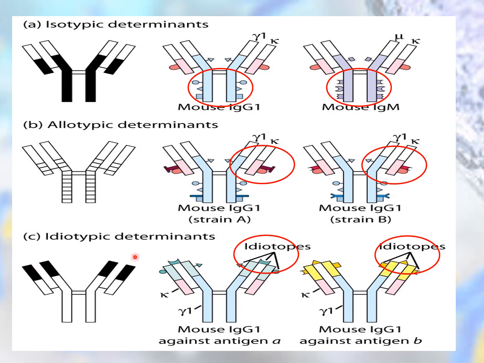The third type of determinant is the idiotypic determinants, which are due to variation within the hypervariable region, as you can see here at the topmost region, which contains the variable region of both heavy chain and light chains. As you can see here, a different paratope has been produced, and in this case, a different paratope is produced here. Because IgG1 in the first case produces a paratope which is specific to antigen A, and in the second case it produces a paratope which is specific to antigen B. So idiotypic determinants can be variable within the same individual.